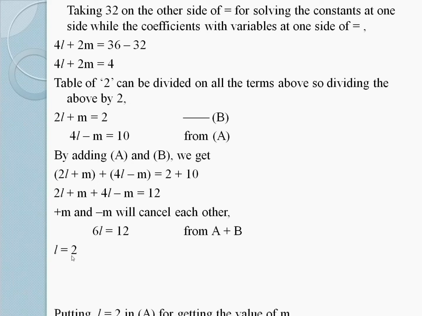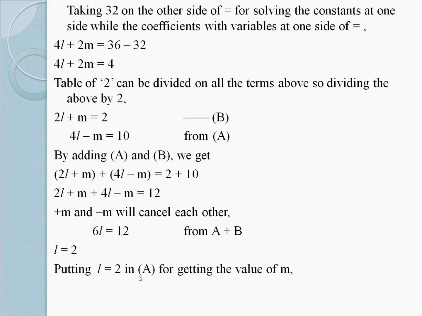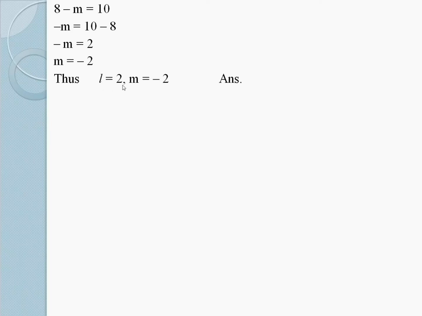L equals 2. Putting L equals 2 in A for getting the value of m. 4L minus m equals 10. 4 into 2 minus m equals 10. 8 minus m equals 10. Minus m equals 10 minus 8. Minus m equals 2. M equals minus 2. Thus, L equals 2, M equals minus 2 is the required answer.